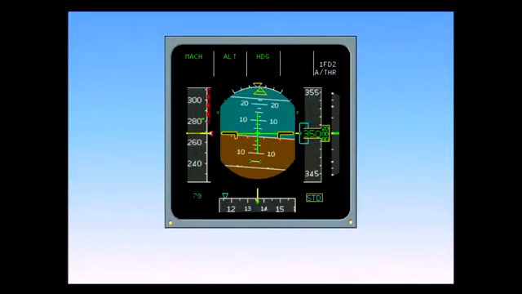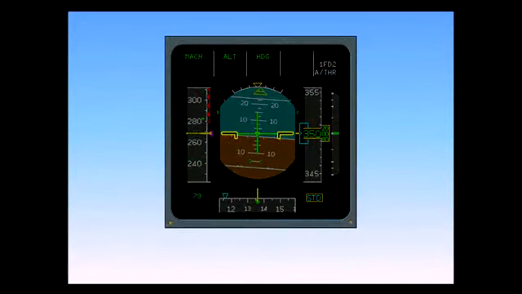Let's review the Flight Director symbols. The Flight Director crossbars consist of two independent bars referenced to the aircraft attitude symbol, a horizontal bar indicating the pitch command, a vertical bar indicating the roll command.